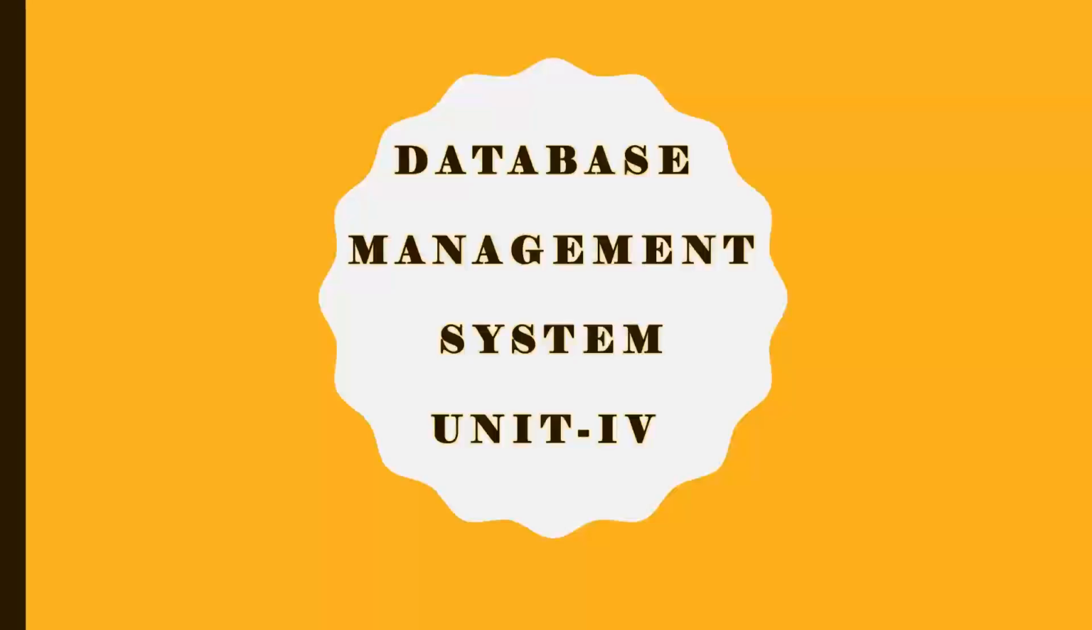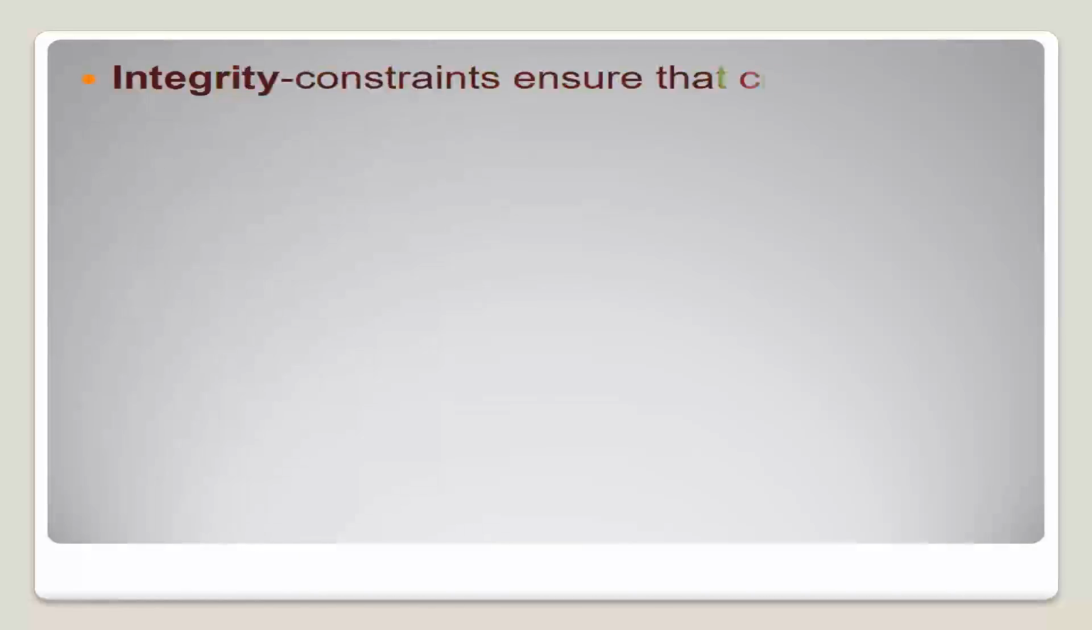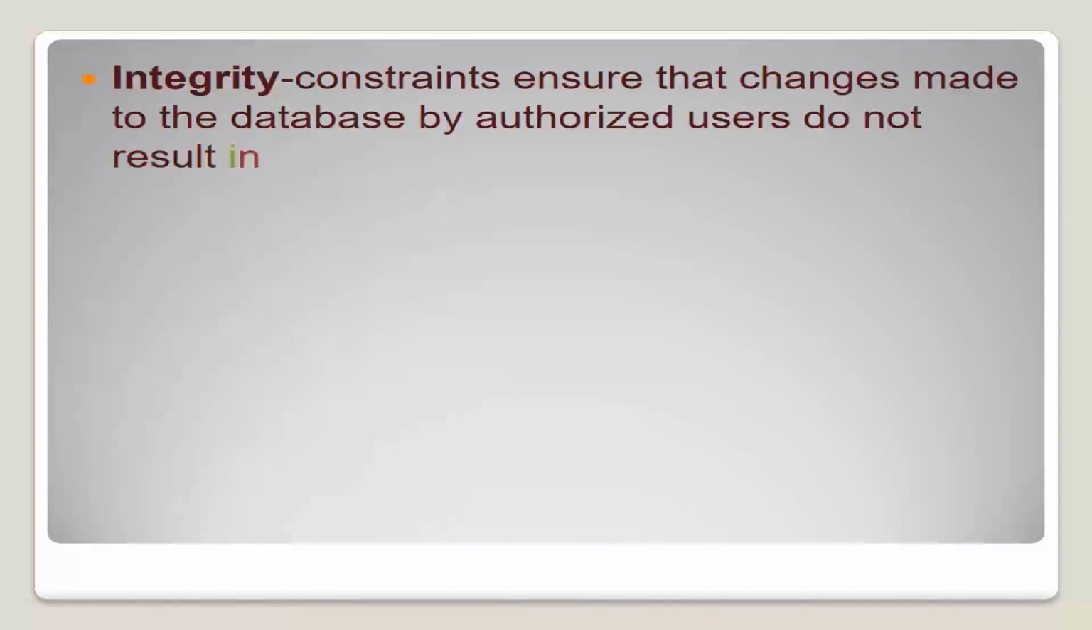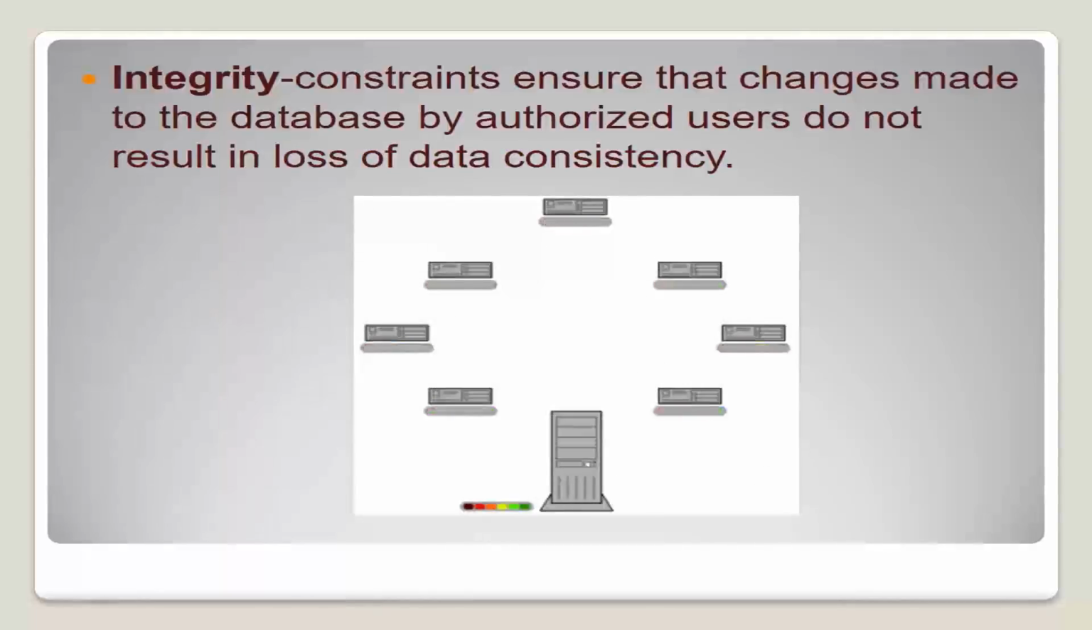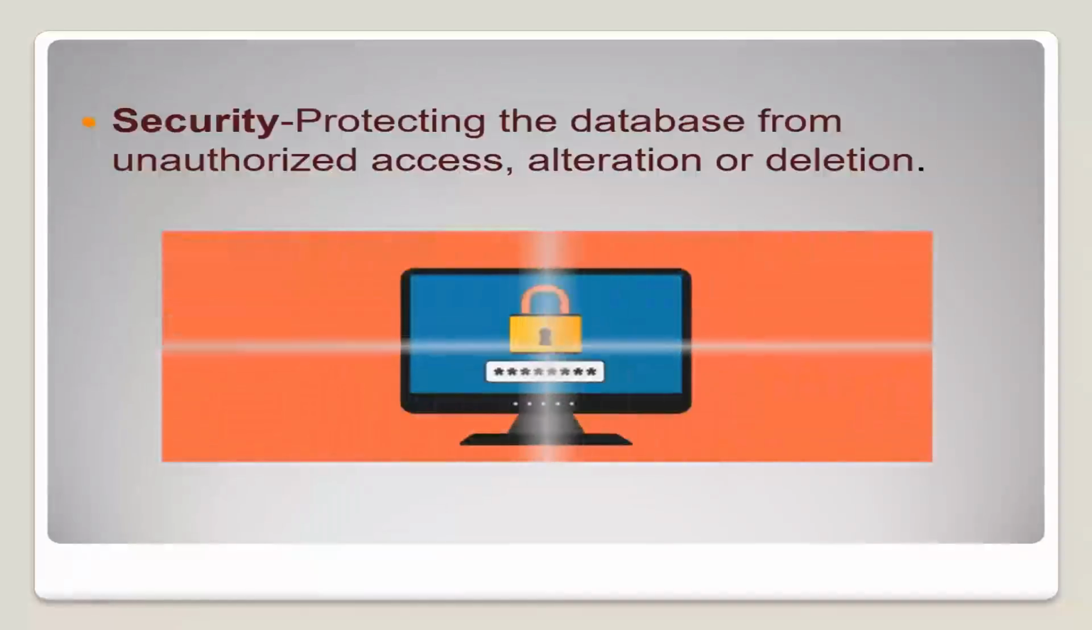Hello students, we are going to continue with the fourth unit with its last topic, that is integrity and security. Now what is integrity? The constraints ensure that changes made to a database by authorized users do not result in loss of data consistency. Now what is security here? Security means protecting the database from unauthorized access, alteration, or deletion.